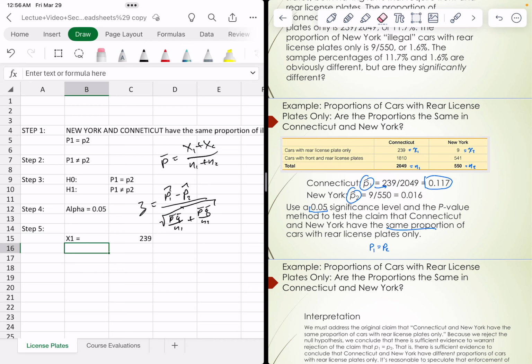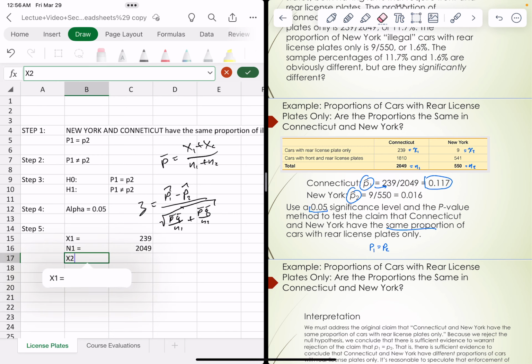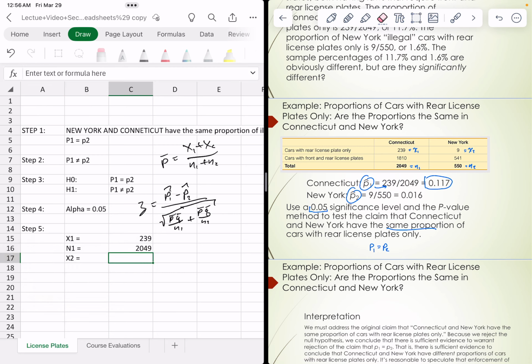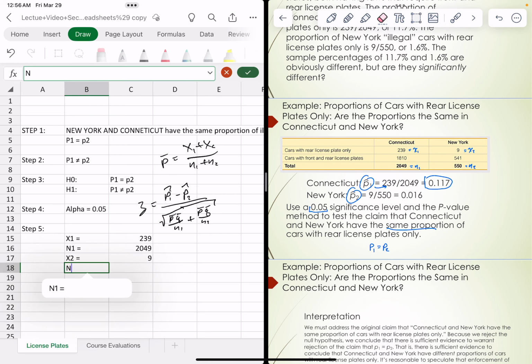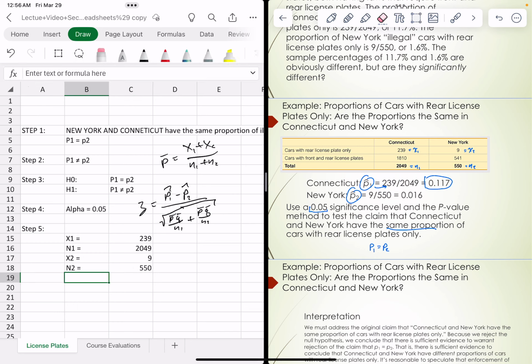How do I want to do this? N1 is going to be 2,495. Okay, X2 is going to be 9, and N2 is going to be 550. Great. Okay, so I've got that. That allows me to have P pooled.